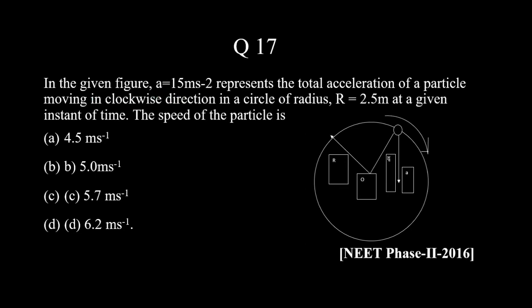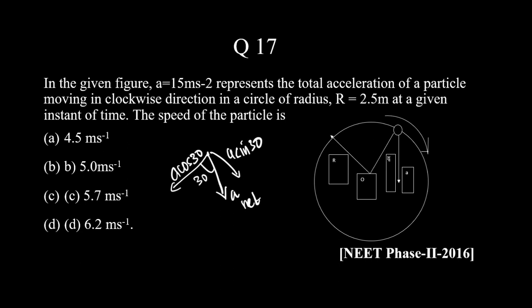In the given figure, vector A is 15 meter per second square, the total acceleration of the particle. The radius is 2.5, and the speed of the particle is being asked. See, we know that if this is A net, the total acceleration, and this is 30 degrees, then this vector is actually A cos 30, and this is A sin 30.